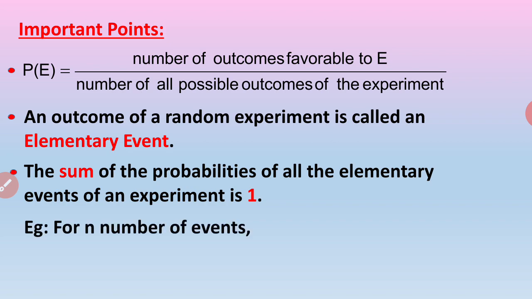Now let us take an example. For n as the number of events, probability of E1, probability of E2, and so on up to probability of En, whatever number of events are happening, when you add those probabilities, the total will always be equal to 1.